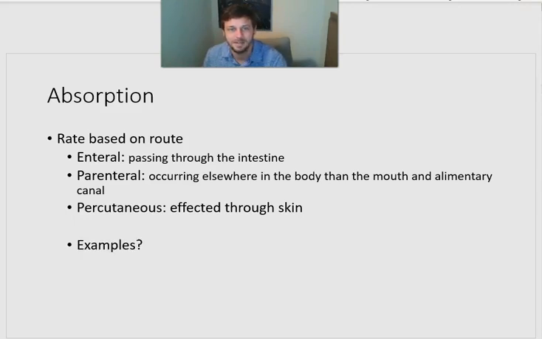And I just gave you examples of all those. Which one do you think has the quickest rate? Which one do you think gets to work the fastest? Do you think it's something that you have to pop in your mouth and swallow, get digested, absorbed through the intestines? Do you think it is something that has to get rubbed on the skin and absorbed through the skin? Or do you think an injection right into your bloodstream is the quickest rate? If you said C, you're right.